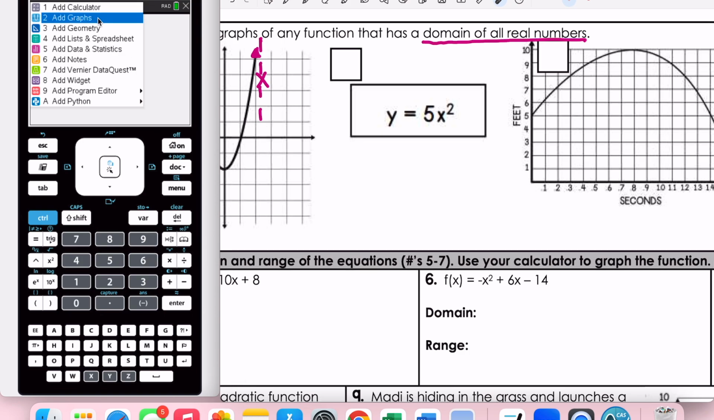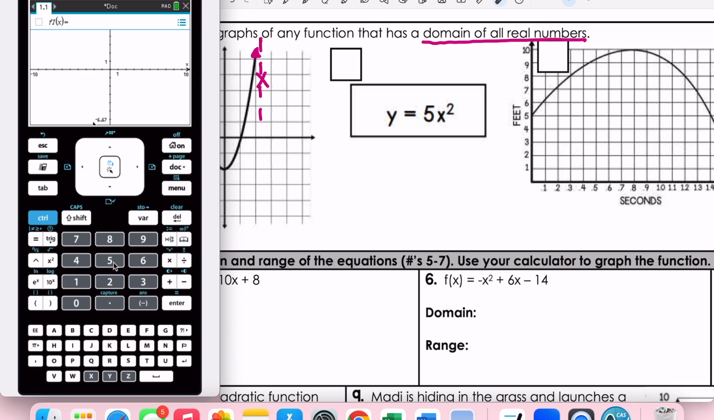Okay, next up, we have y equals 5x squared. So we don't know what 5x squared looks like, so I'm going to go ahead and open up a graphing window, and I'm going to type in 5x squared on my calculator. And when I press enter, I see that this is what my graph looks like. Now, I want you to remember, guys, that when you're looking at a graph, it is only fit to this box on your calculator.